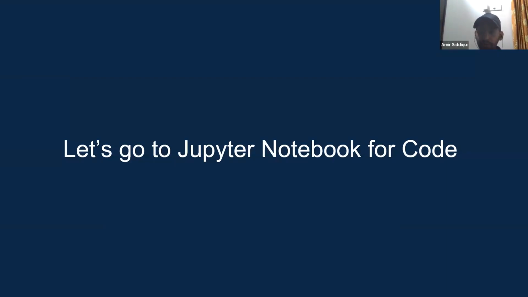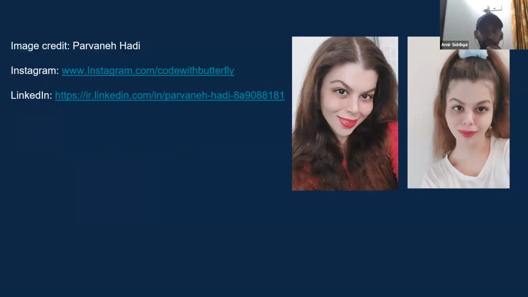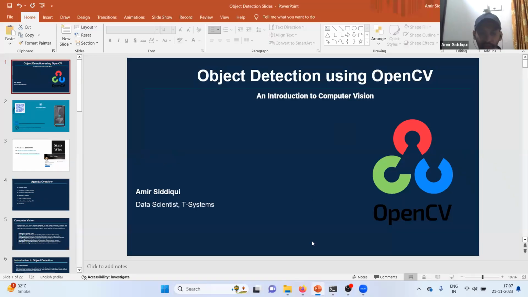And before that, I will just give credit for the pictures that I'm going to use in the Jupyter notebook. These two pictures are from this Instagram account, and she also works on machine learning, and she has some good videos on her Instagram about OpenCV. I have also used one picture from her account. She's also into programming. So now let's go to the Jupyter notebook, and we will see in code.